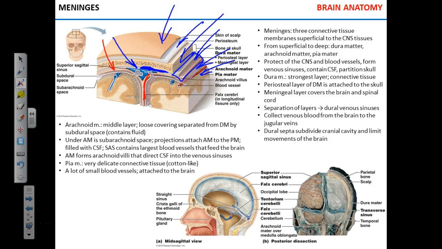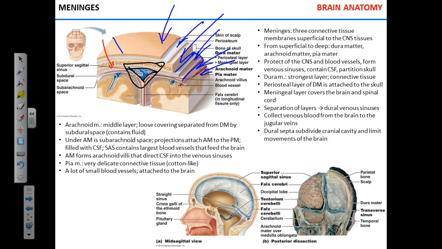When the periosteal layer and meningeal layer separate from each other, at the site of separation they form special blood vessels that are called dural venous sinuses. These venous sinuses drain the blood away from the brain. That makes sense? Now, why are they called sinuses and not just veins? Look at the shape. They're triangular. In cross section, it's a triangle. A vein is usually more or less a circle, an oval circle. These guys are triangular. Does that make sense?